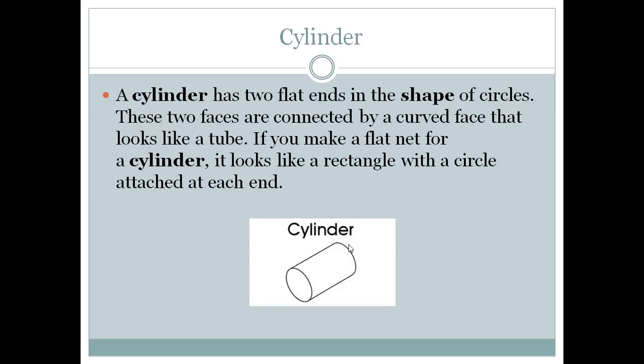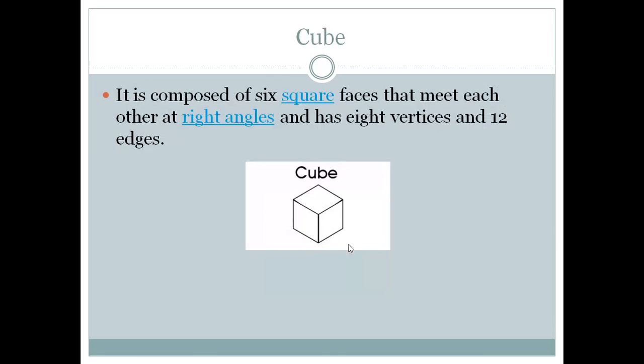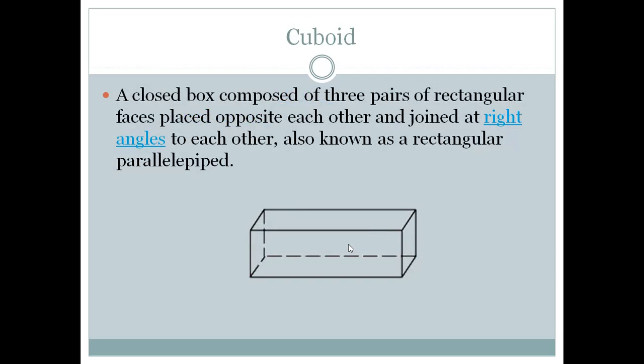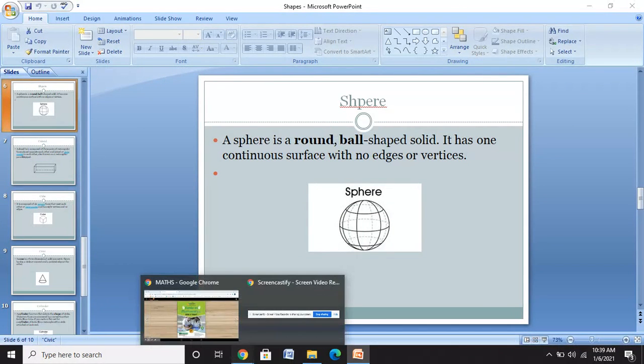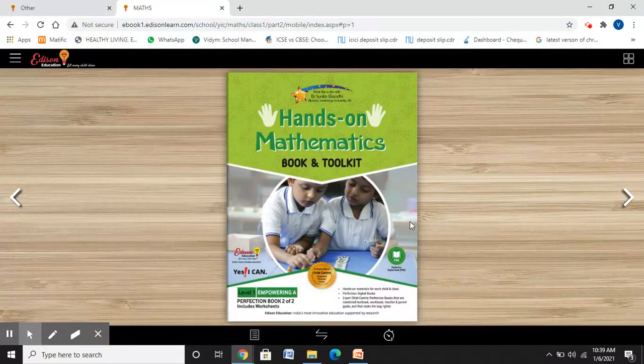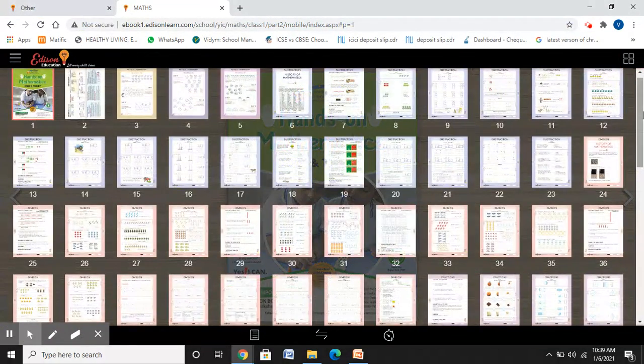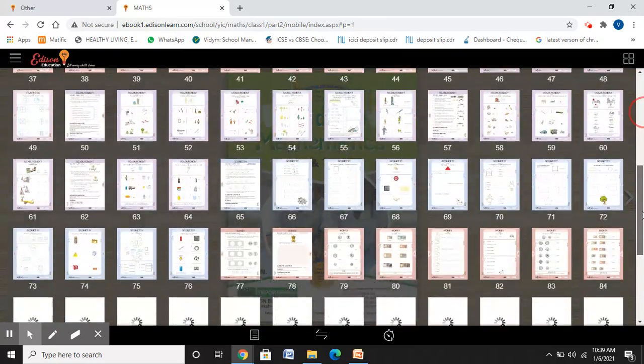So you should know the spellings of all the shapes, that is cylinder, cone, cube, cuboid, and next one sphere. You should also learn the spellings of the plane figure shapes: square, rectangle, triangle, and circle. On this basis, we are going to do page number 73 and 74 today. So please take out page number 73 and 74.